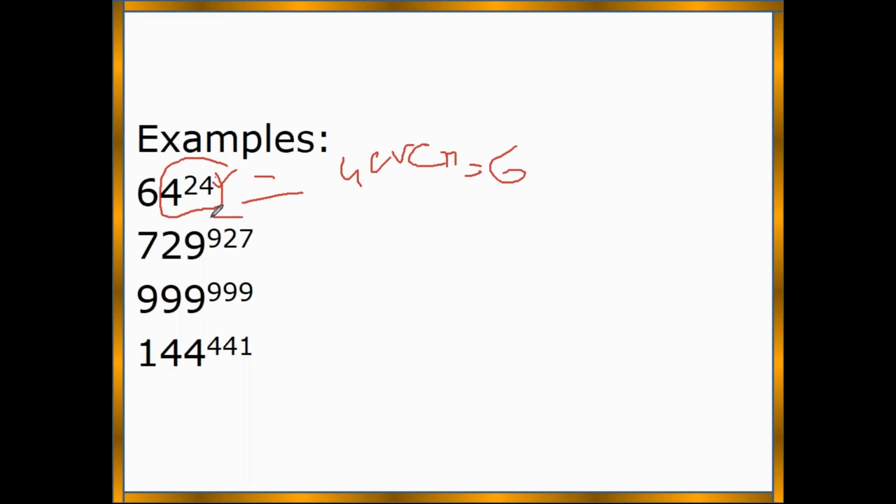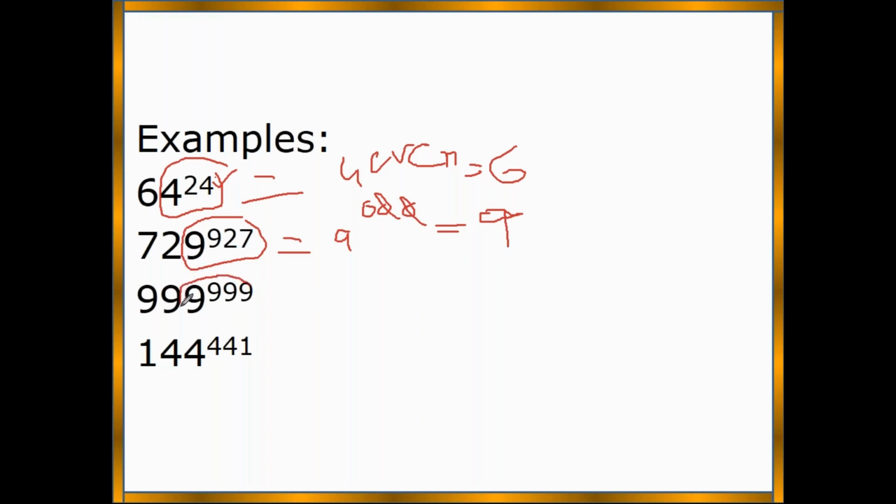Next one, 729 power 927. It depends on 9 power 927. Is 927 an even power or an odd power? Odd power. So what is the answer for 9 power odd? 9 power odd is nothing but 9. 9 power odd ends with 9.